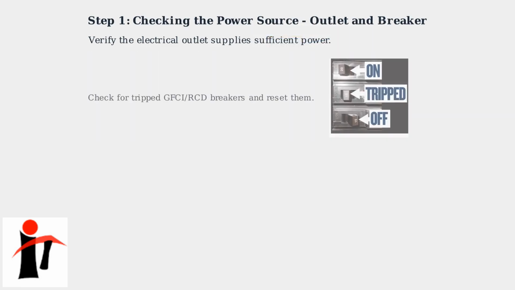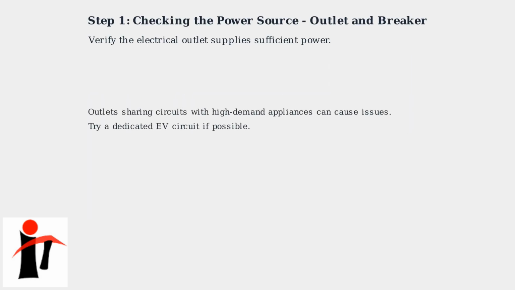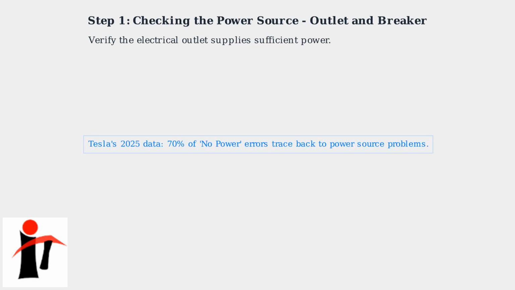Check for tripped GFCI or RCD breakers and reset them. Outlets sharing circuits with high-demand appliances can also cause issues, so try a dedicated EV circuit if possible. Tesla's 2025 data indicates that 70% of no-power errors trace back to power source problems.